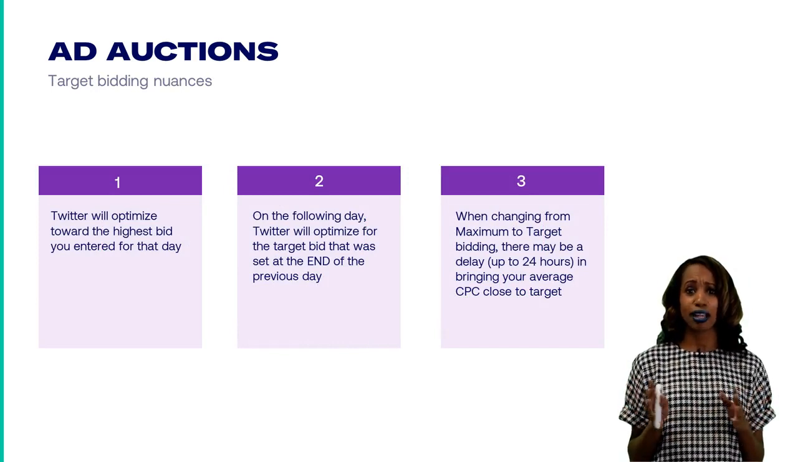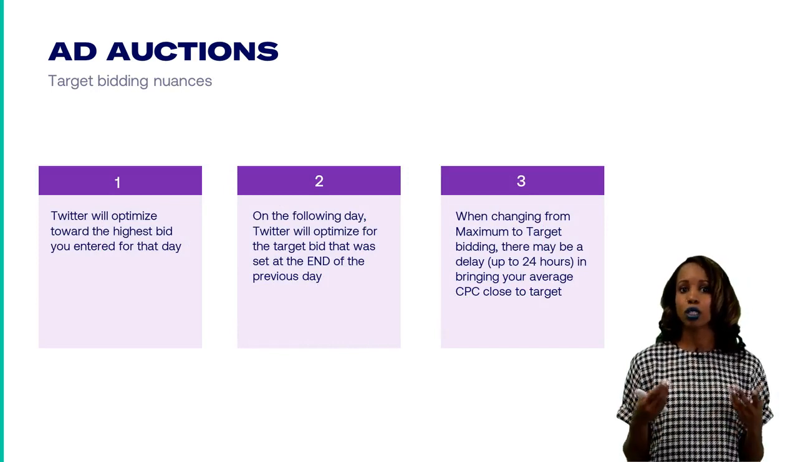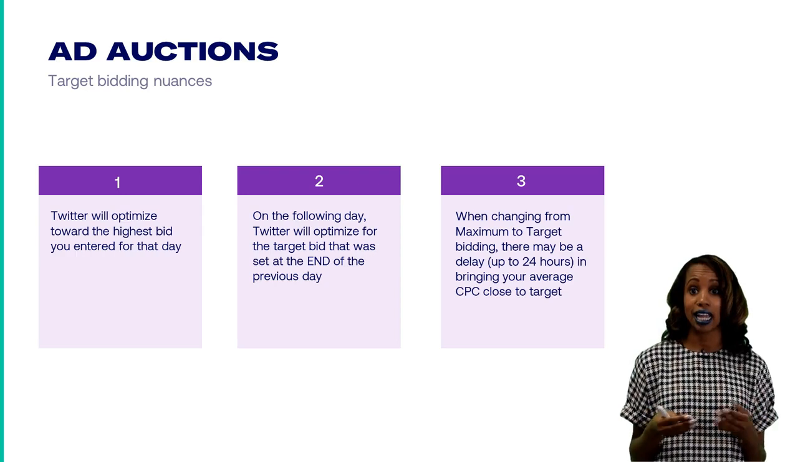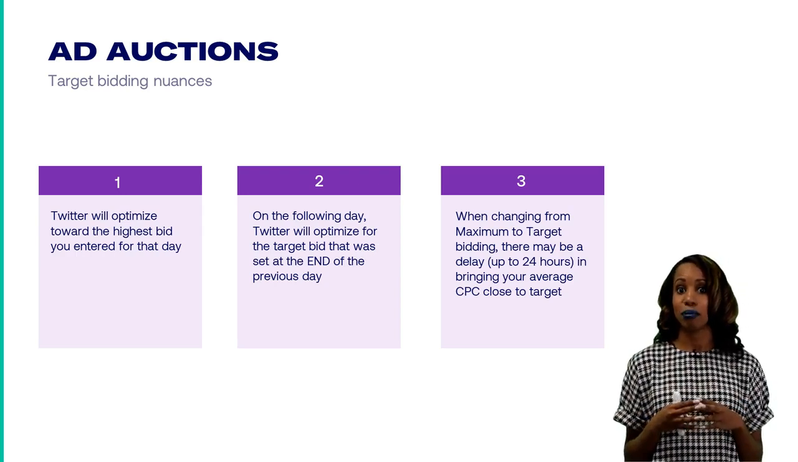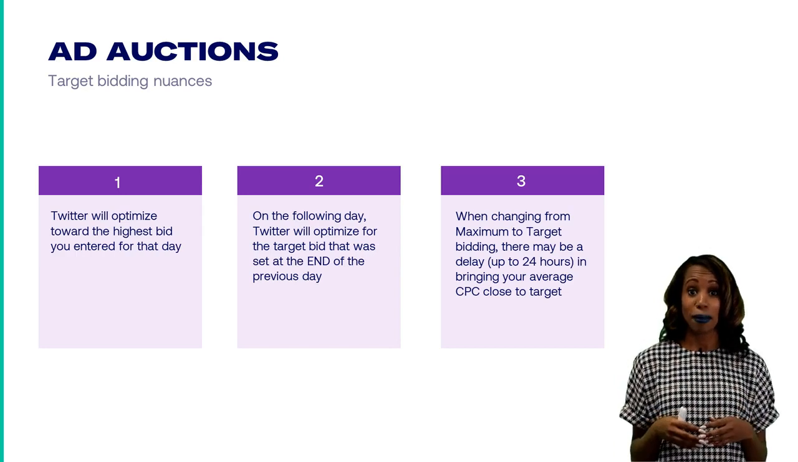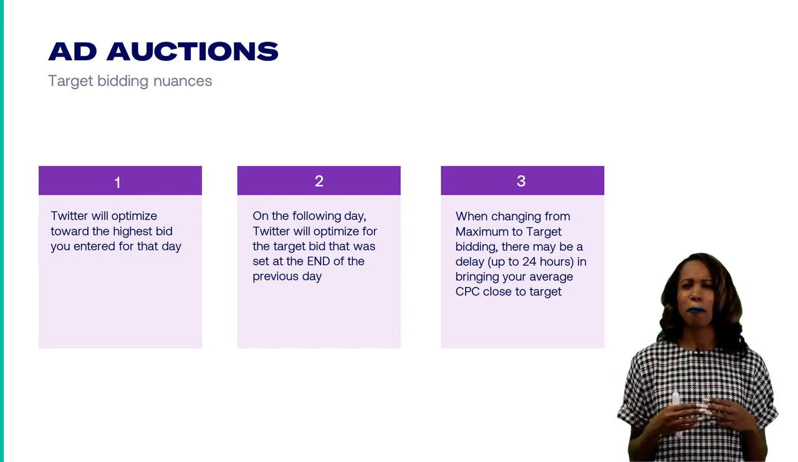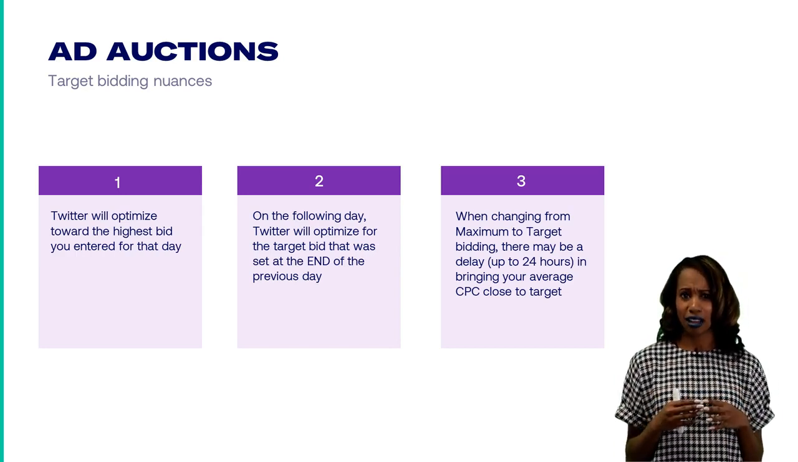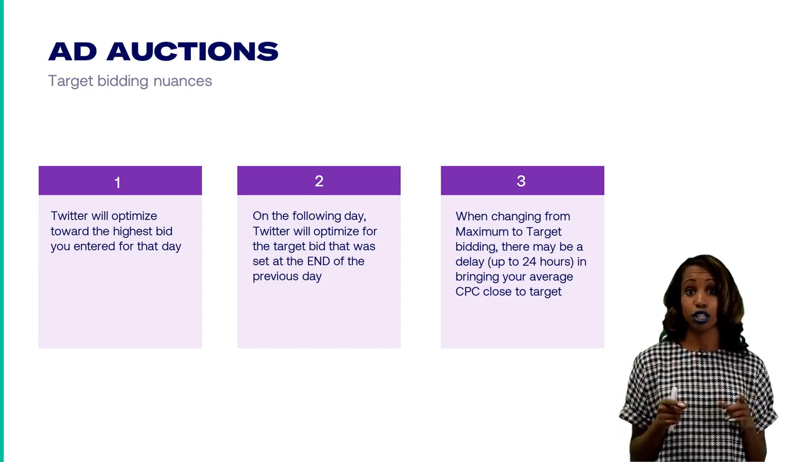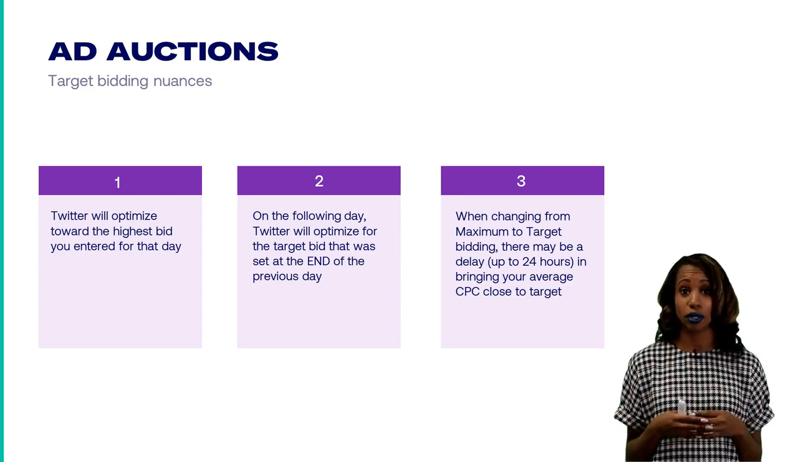There are also some nuances associated with target bidding that you should be aware of. If you change your target bid throughout the day, Twitter is going to optimize to the highest target bid you entered for that 24-hour period. On the following day, Twitter will optimize the target bid that was set at the end of the previous day. And when changing from maximum to target bidding, there may be a slight delay until the platform is able to bring your average cost per link click closer to your target cost. In some cases, this delay can be over 24 hours.